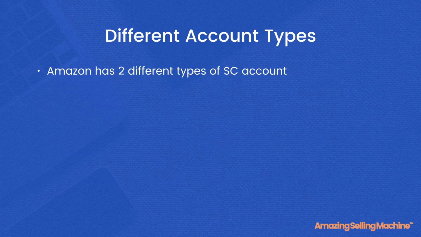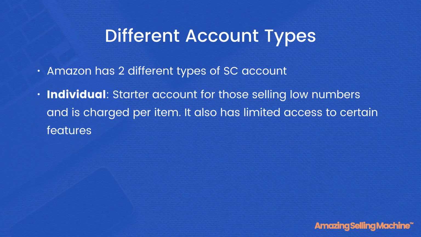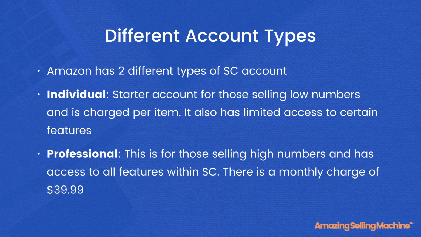Different account types. Amazon has two different types of Seller Central account. An individual account. This is a starter account for those selling low numbers and is charged per item. It also has limited access to certain features. And a professional account. This is for those selling high numbers and has access to all the features within Seller Central, but there is a monthly charge of $39.99.